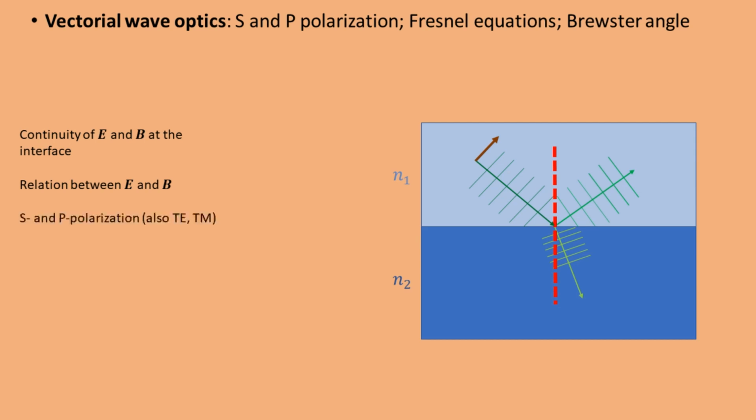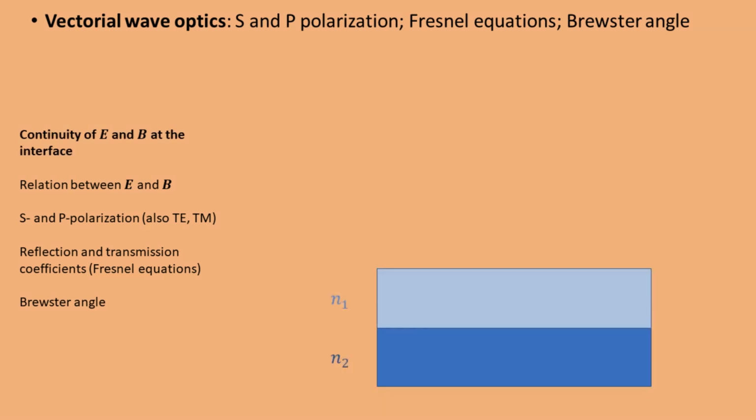After that, we'll define two orthogonal states of polarization, which are called S and P polarization, also called transverse electric and transverse magnetic polarization. Then we can calculate the reflection and transmission coefficients for both S and P polarization using the continuity equations and the relation between the electric and magnetic field. The expressions for the reflection and transmission coefficients are also called the Fresnel equations. We can use these equations to find the Brewster angle, which is the angle of incidence for which unpolarized light can be converted to polarized light.